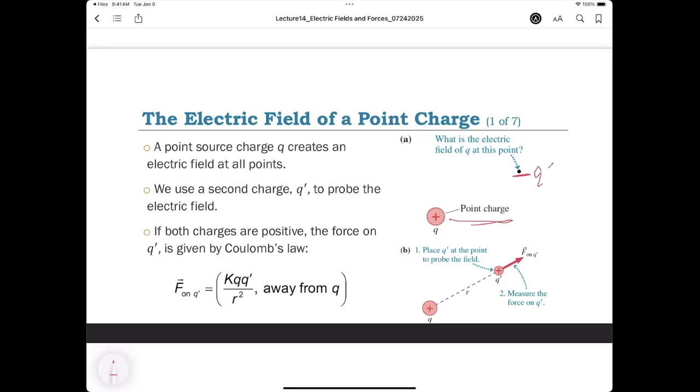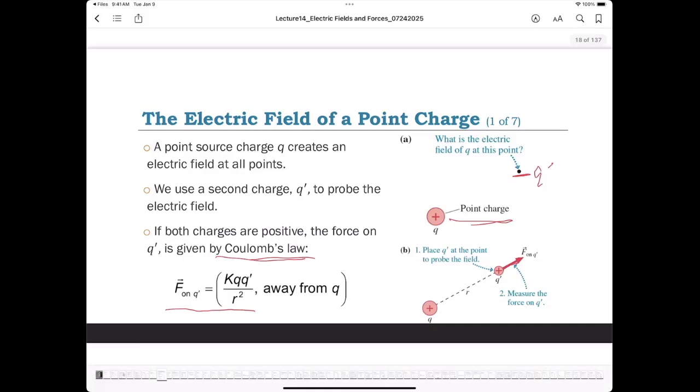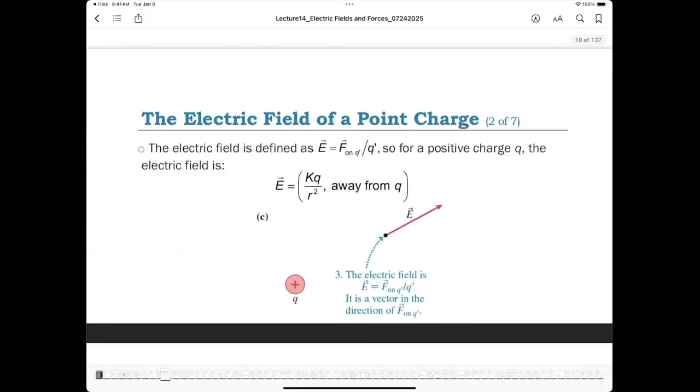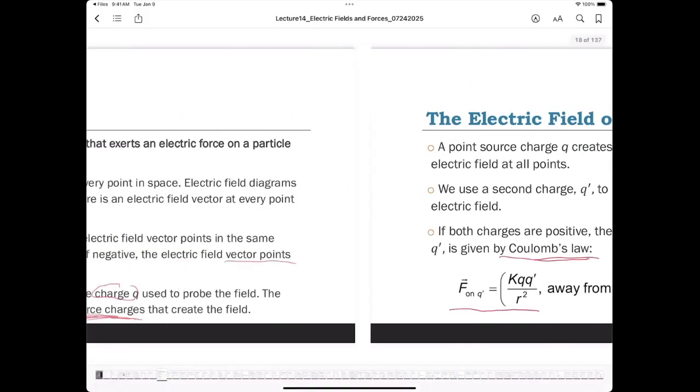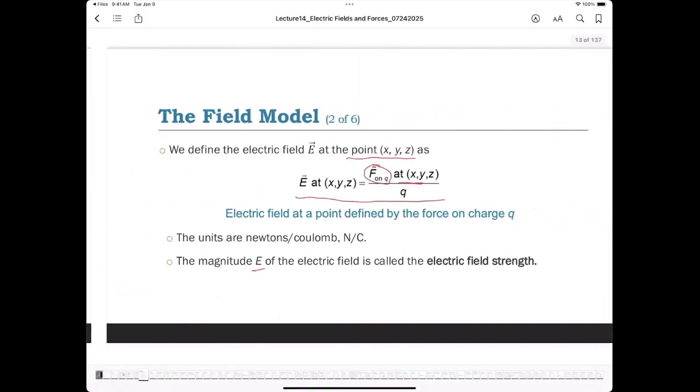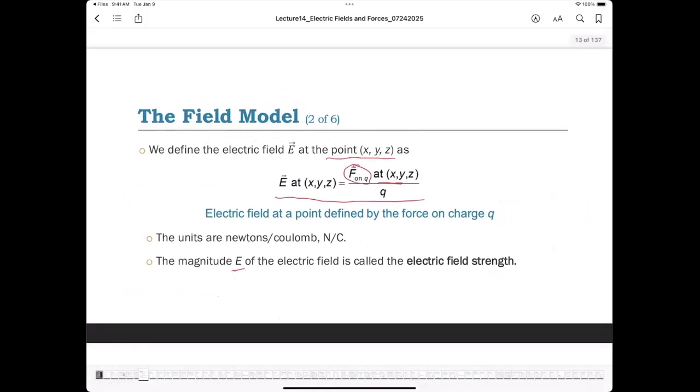If both charges are positive, the force on Q prime is given by Coulomb's law. We know Coulomb's law, and then we can calculate the force using this equation. Since both are positive, the force will be away from Q. Does it make sense to you? Okay. And the electric field is defined using this equation: E equals F divided by Q prime, because of the equation we discussed just now. The force at that point divided by the charge.